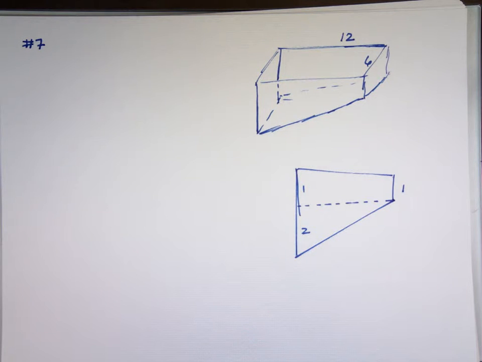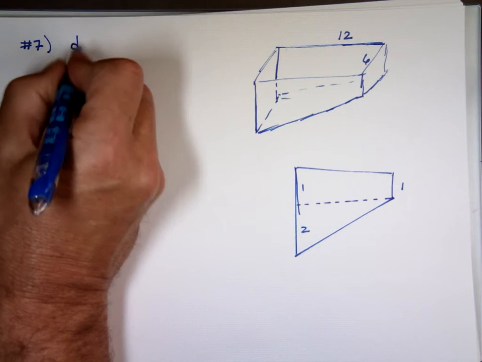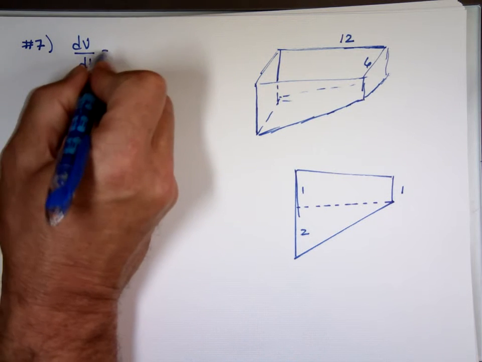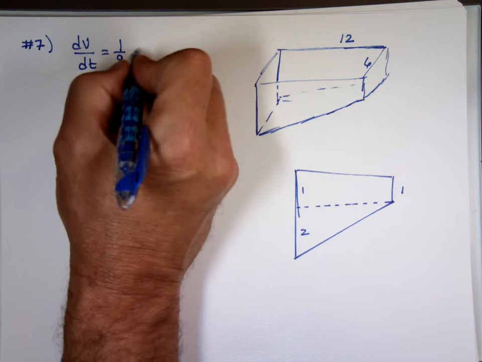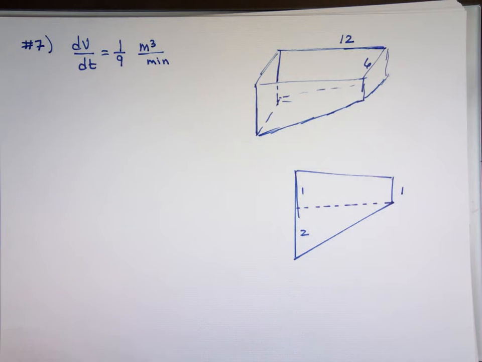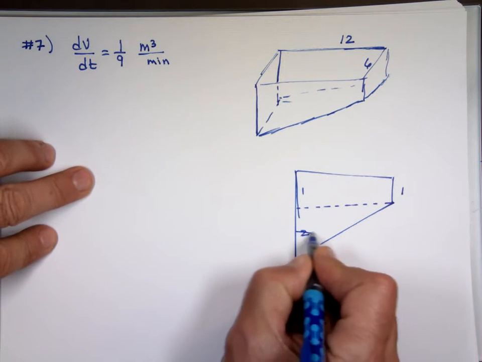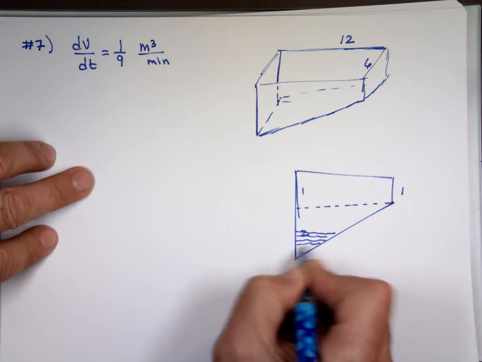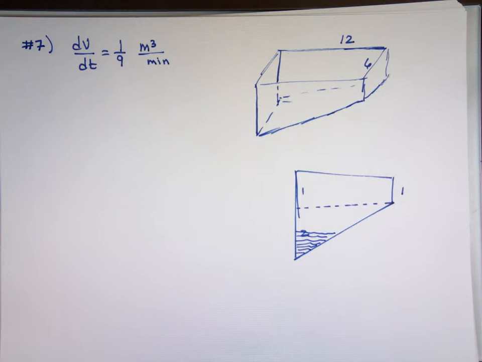So the question here is what? Water is being pumped into the pool at the rate of 1/9 cubic meter per minute. Cubic, that's a volume. dV/dt, per minute, being added, that's a plus. And there is 1 meter of water in the deep end. So the water right now is this high. So the height is 1 meter.